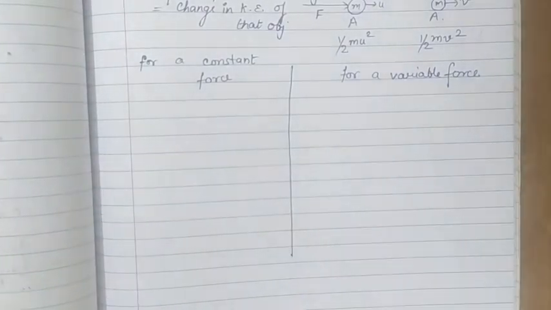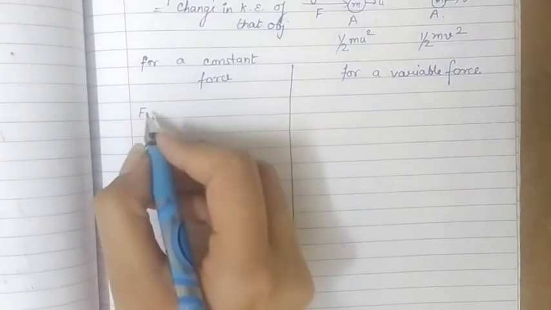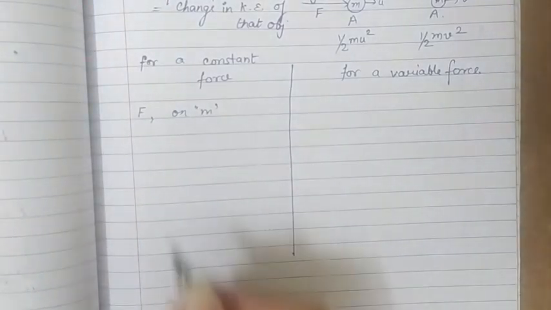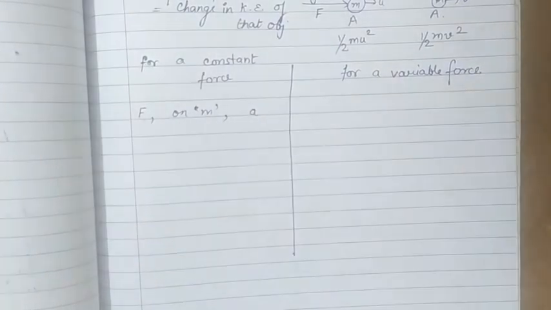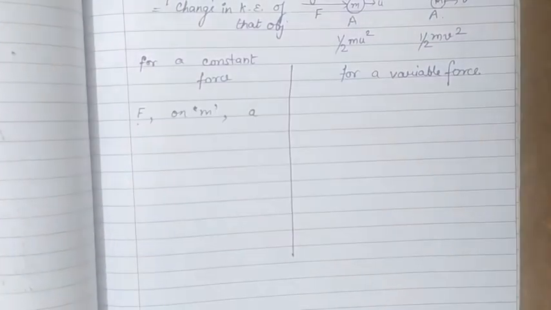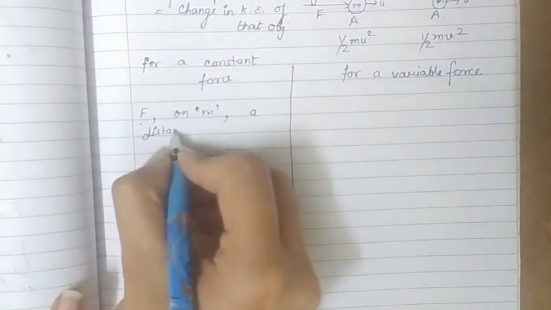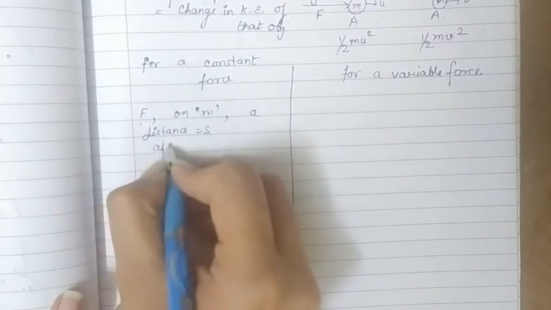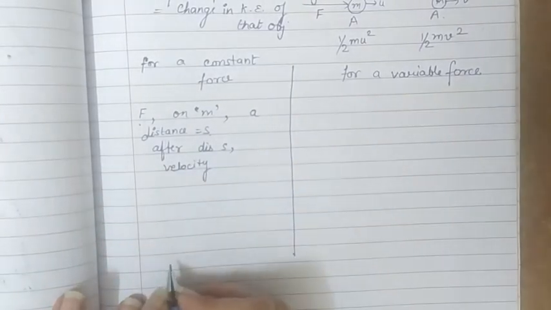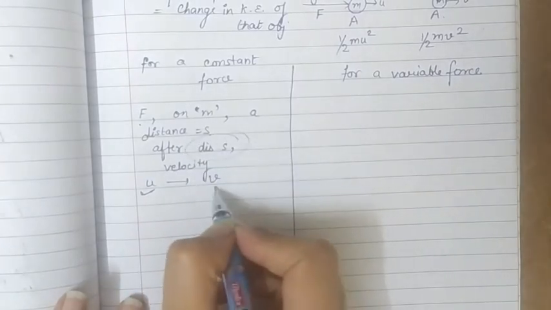The case of constant force: suppose a constant force F is acting on a body of mass m, and it produces an acceleration in it. The acceleration produced in the body is a, this we are assuming. Because of this force the body will be in motion and it will cover some distance. Suppose the distance it covers is s, and after covering this distance s, the velocity of the body changes from u to v. Initially its velocity was u, but after covering this distance s, its velocity is v.